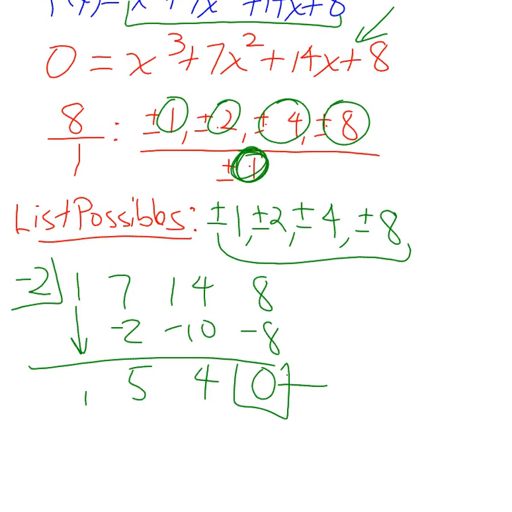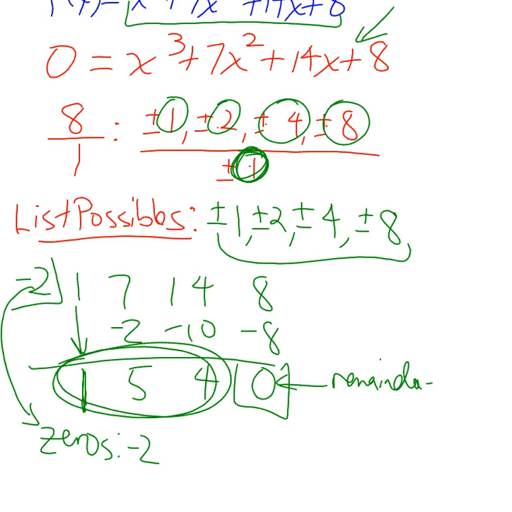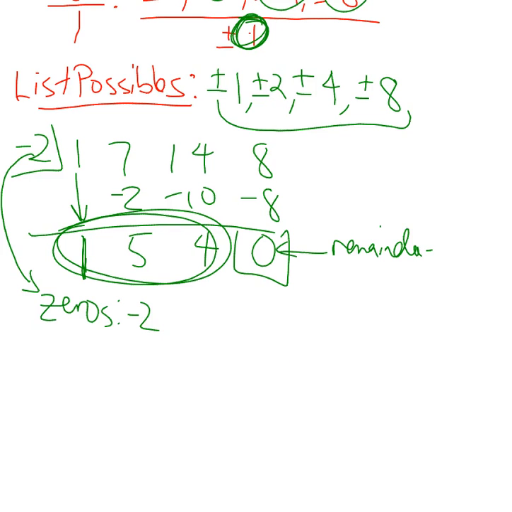Folks, since that remainder is 0, I know that negative 2 is an x-intercept, right? So I know that one of the zeros is negative 2. Well, moreover, didn't we say that synthetic division creates a smaller polynomial from these numbers? Don't I also know that x squared plus 5x plus 4 is the polynomial created when I divide the original polynomial by x plus 2?